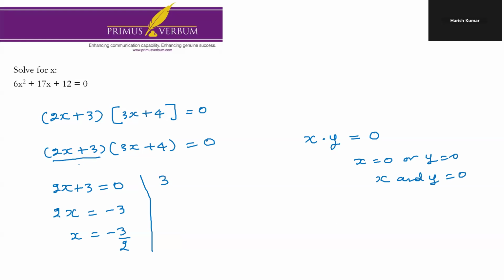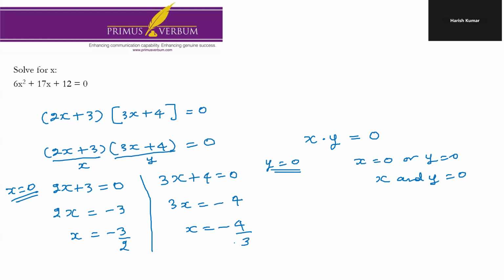Here we can say this is x and this is y. So that's why we equate x equal to 0. Now we are equating the second term denoted by y to 0. So that is 3x plus 4 is equal to 0. 3x is equal to minus 4. x is equal to minus 4 by 3.